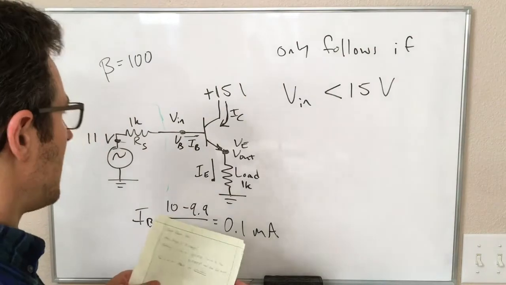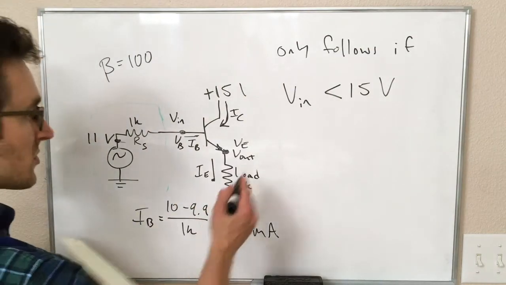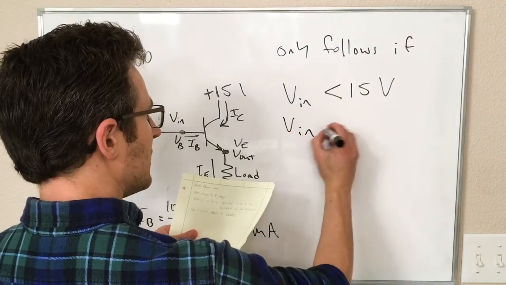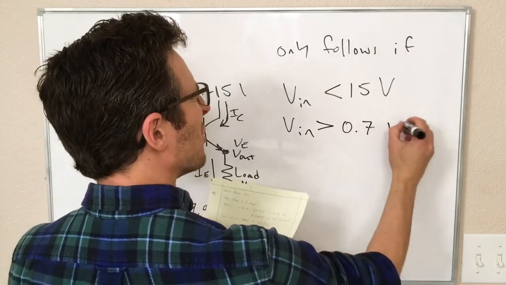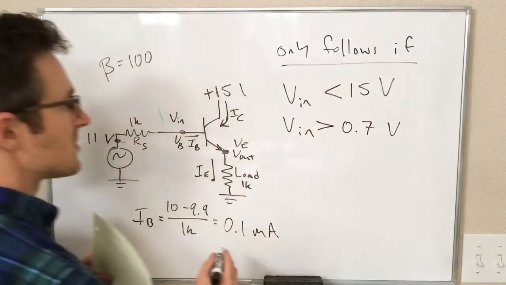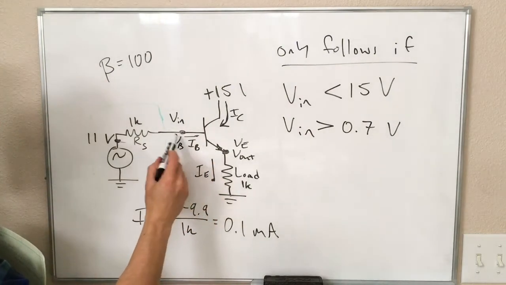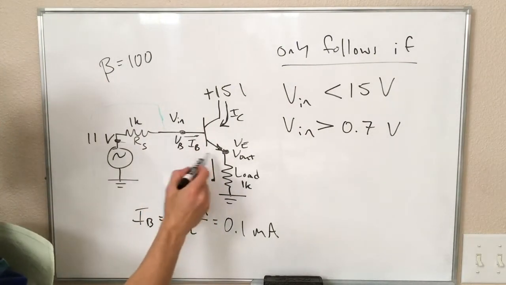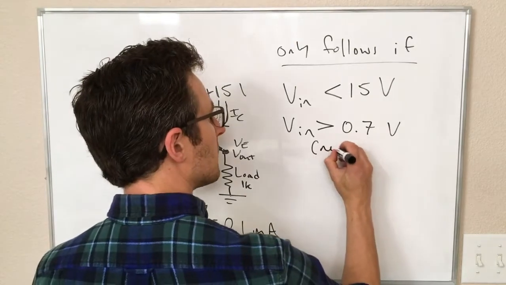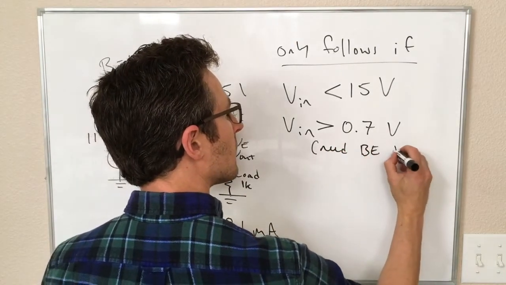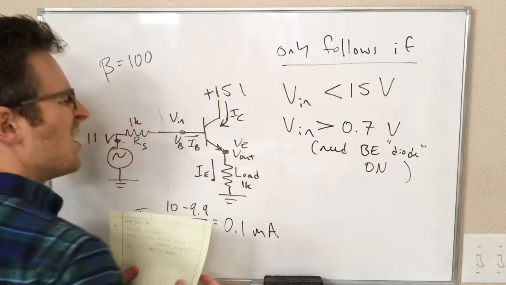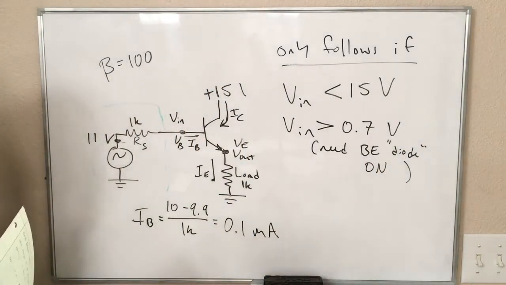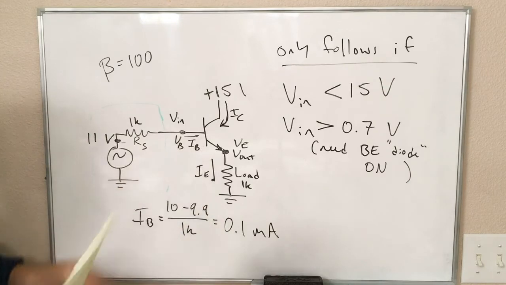We also can't deal with voltages that are too close to ground. So it only follows if Vn is greater than about 0.7 volts, because that is what it takes to turn on this base emitter diode. So you need that base emitter diode to be on in order to have this current amplification effect.